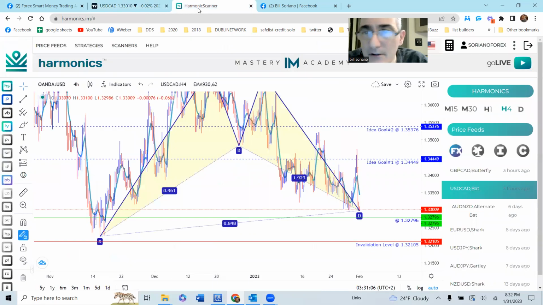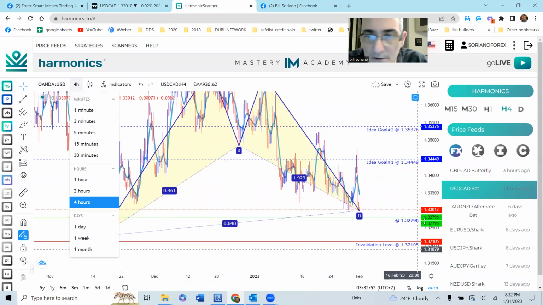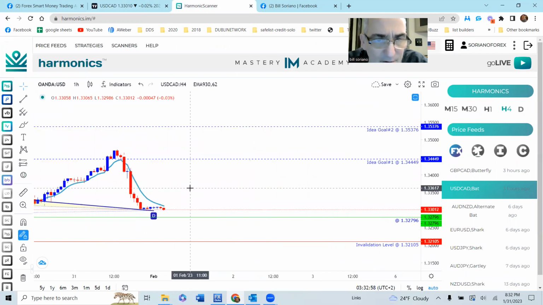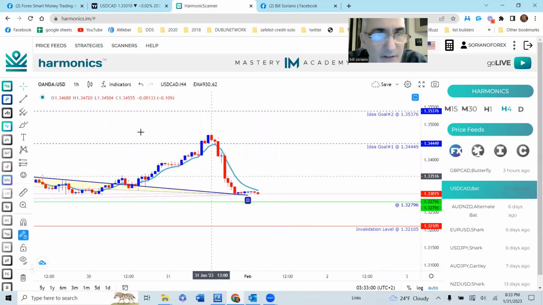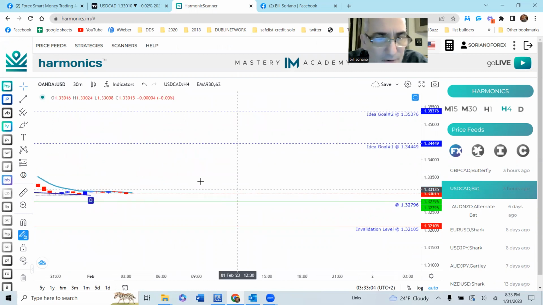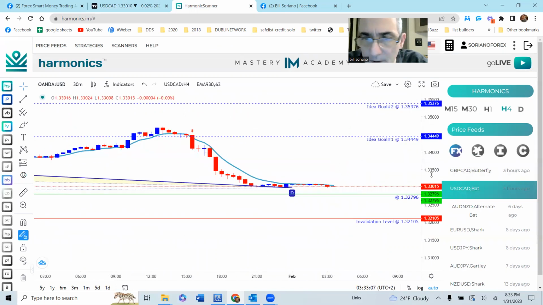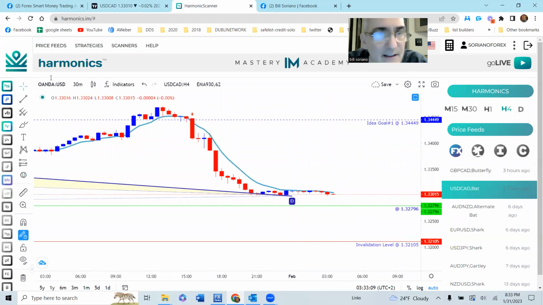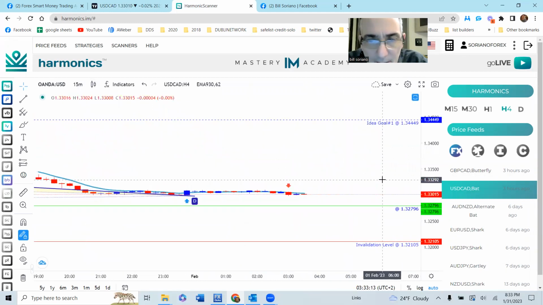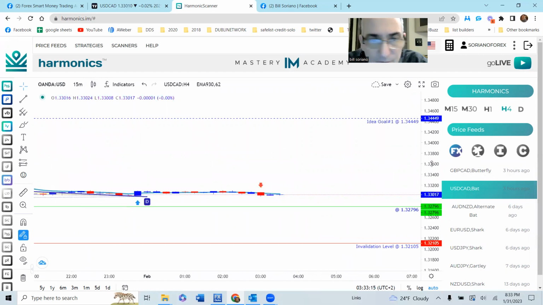Okay. If we go into the harmonic scanner here, again, we're on the 4 hour. If we drop this down to the 1 hour, right, we don't have any arrows. We don't have any potential shift candles on the 1 hour. On the 30-minute, we have no potential shift candles here, right? As you can see here, these candles. And if we do drop down to the 15-minute, we don't have any potential shift candles there either.